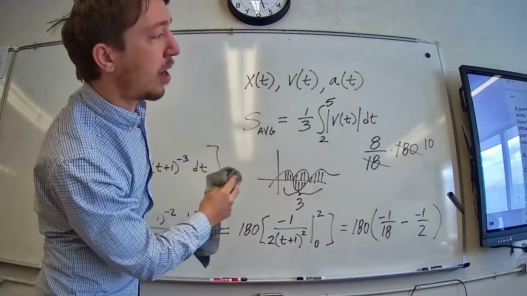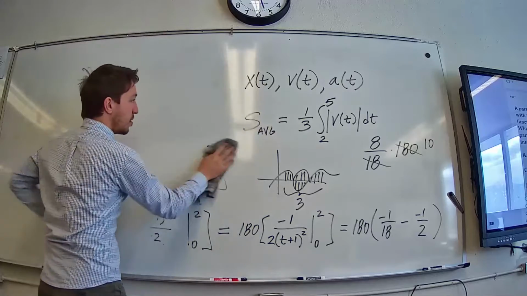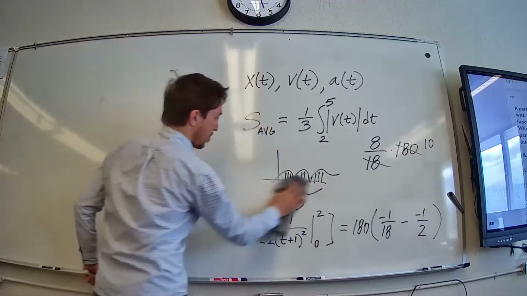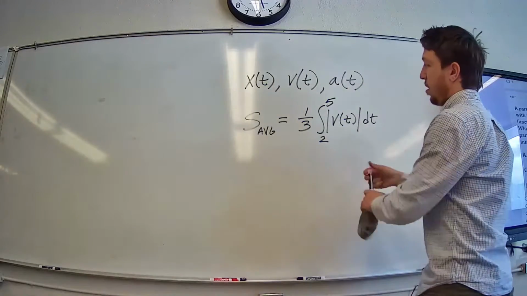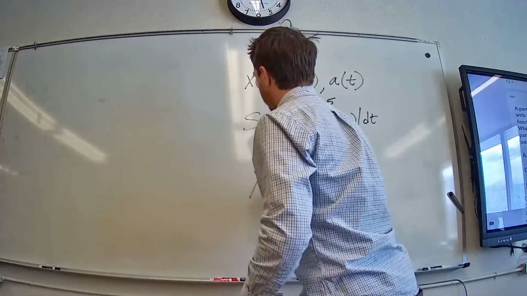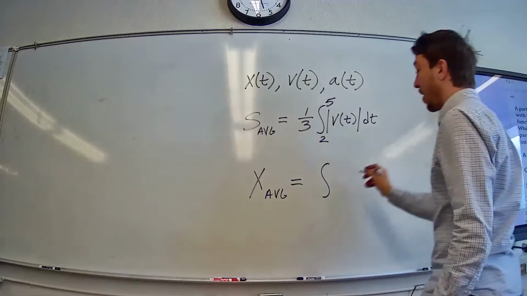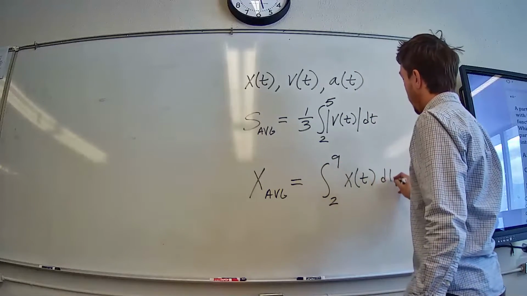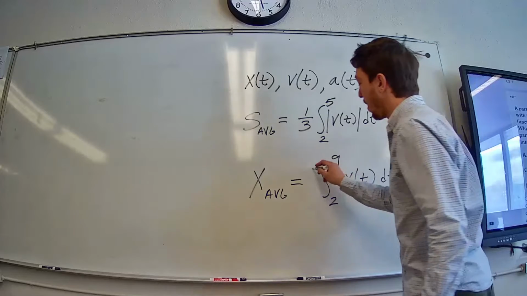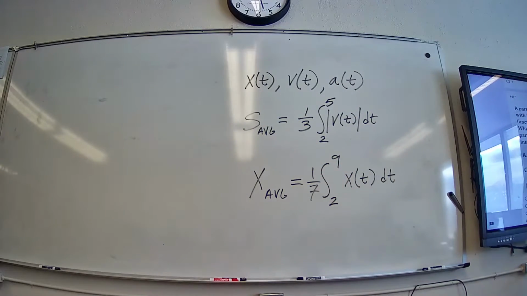Okay, so it's asking us which of these integrals represents the average position. So same setup. How do you get the average position? X average would just be the integral. This says from 2 to 9. So you go from 2 to 9, integrating the position function. And what do I divide by? 7. Do we feel okay about that?